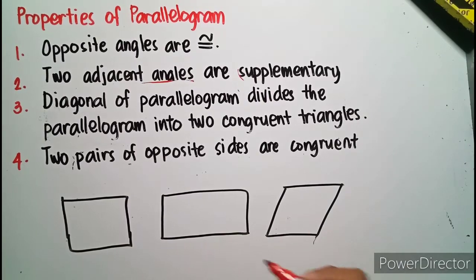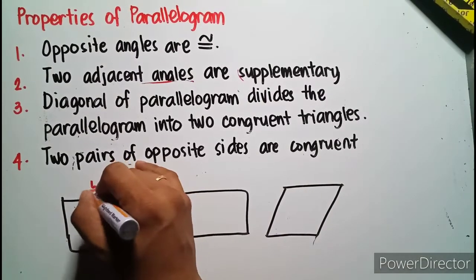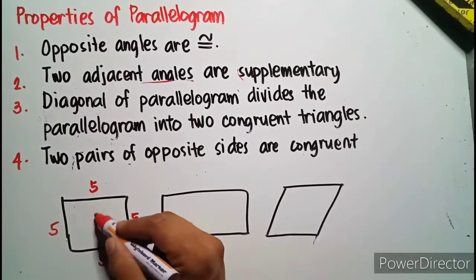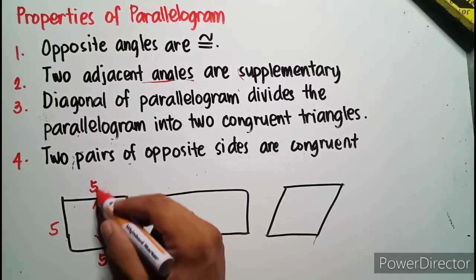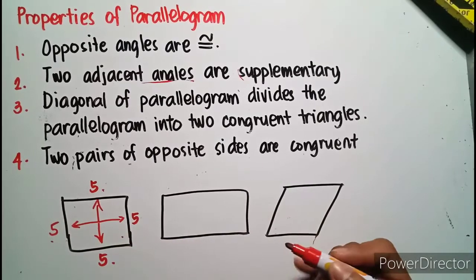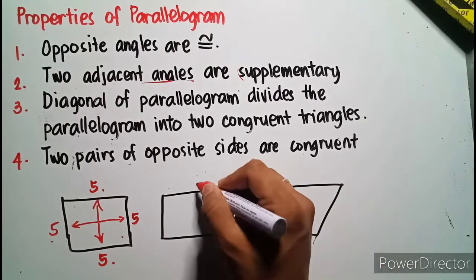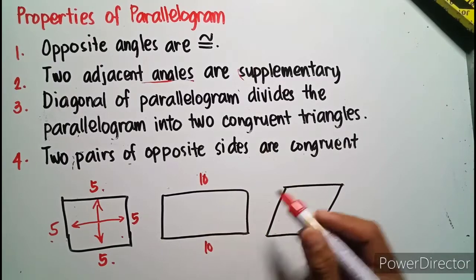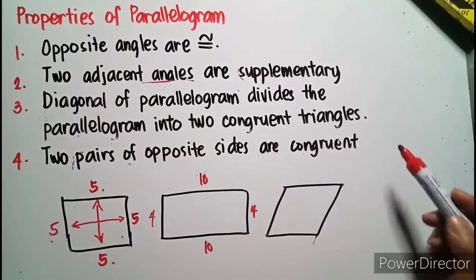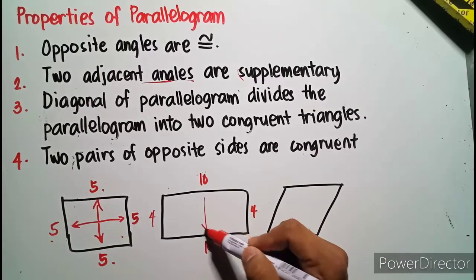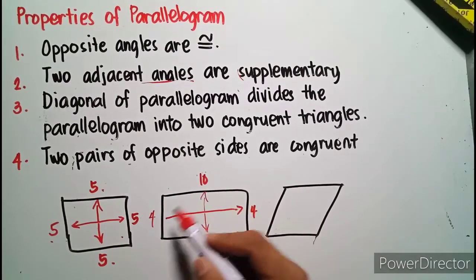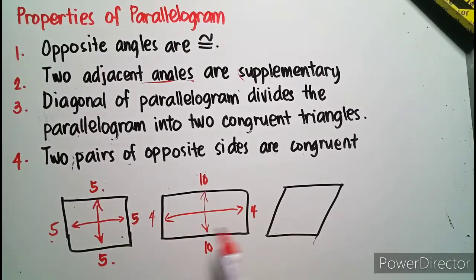Property number 4. Two pairs of opposite sides are congruent. So in a square, if this is 5, all sides measure 5. So opposite are congruent, 5 and 5. Opposite are congruent, 5 and 5. Then for our rectangle, if this is 10, this is 10. If this is 4, this is 4. So two pairs of opposite sides are congruent. This is the first pair that are congruent, 10 and 10. And this is the second pair of opposite sides that are congruent, 4 and 4.